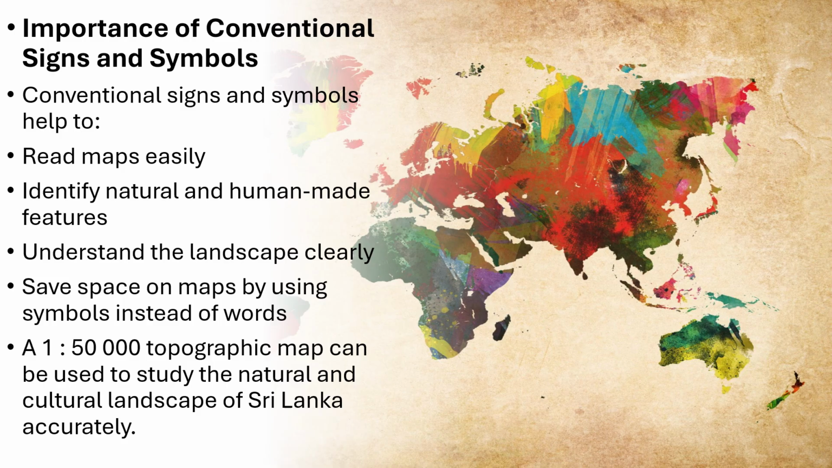Importance of conventional signs and symbols. Conventional signs and symbols help to read maps easily, identify natural and human-made features, understand the landscape clearly, and save space on maps by using symbols instead of words. A 1 to 50,000 topographic map can be used to study the natural and cultural landscape of Sri Lanka accurately. Remember, this is exactly a 1 to 50,000 topographic map. So, yeah, that map only.